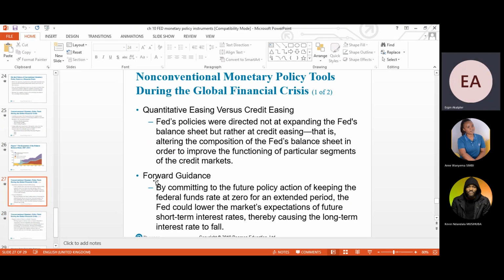The non-conventional monetary policy tools during the global financial crisis, as I mentioned, include quantitative easing or monetary easing. Instead of printing money, you are using some Fed policies, especially the expansionary money policy or contractionary money policy, for enlarging it. Here, quantitative easing means you are enlarging the amount of money, which is expansionary money policy. The Fed's policies were directed not at expanding the Fed's balance sheets, but rather at credit easing.